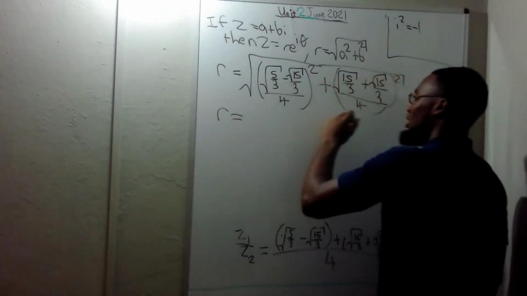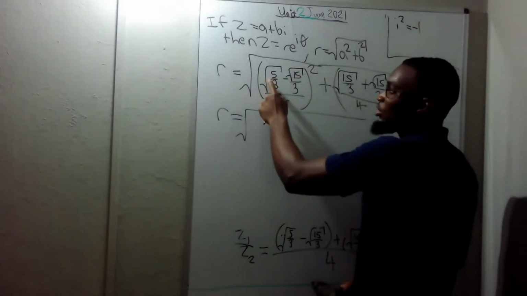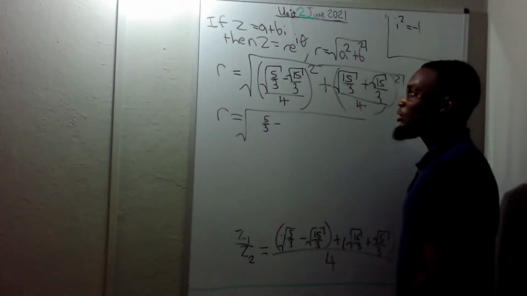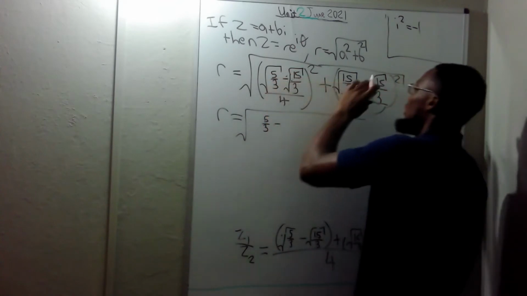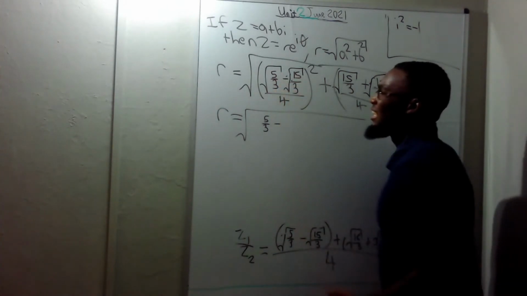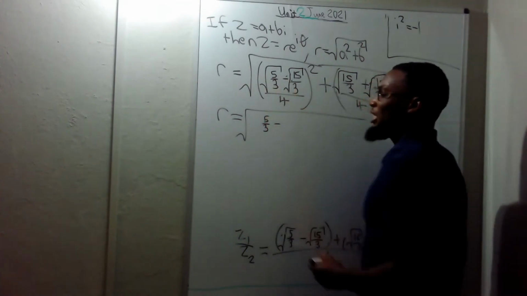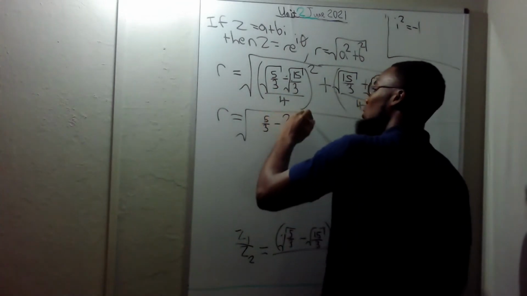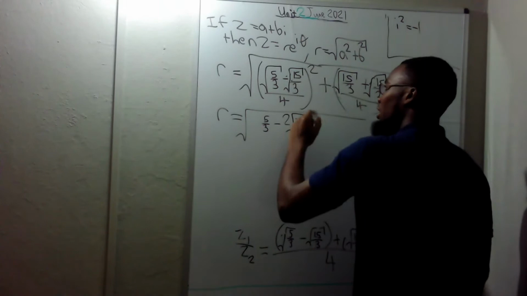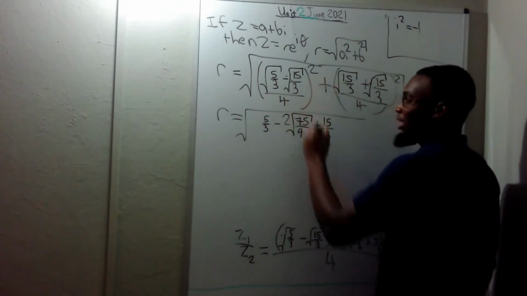So R is going to be equal to the square root of, now all we need to do is expand this. The first term squared becomes 5 over 3, minus twice the product of the 2. Now 5 times 15 is 75, and 3 times 3 is 9. Twice the product of the 2 is 2 times the square root of 75 over 9, plus the second term squared, plus 15 over 3. And then when you square 4, you get 16.